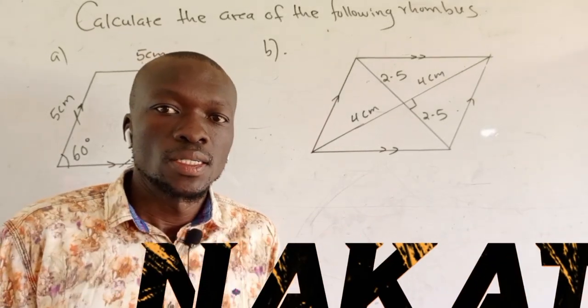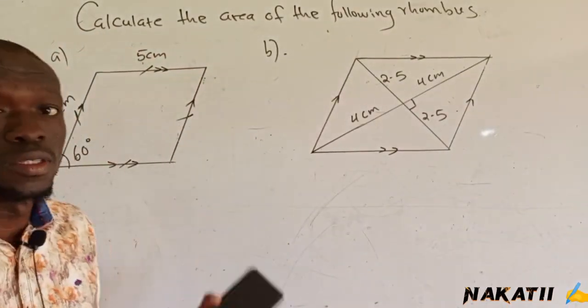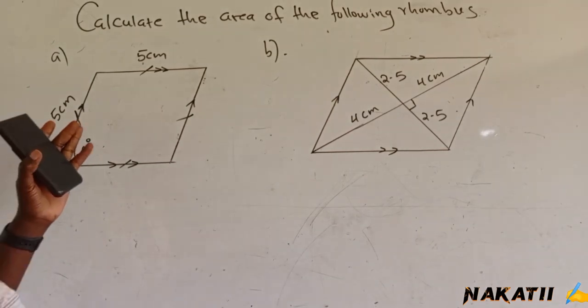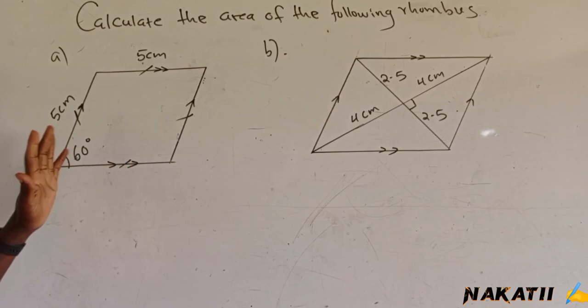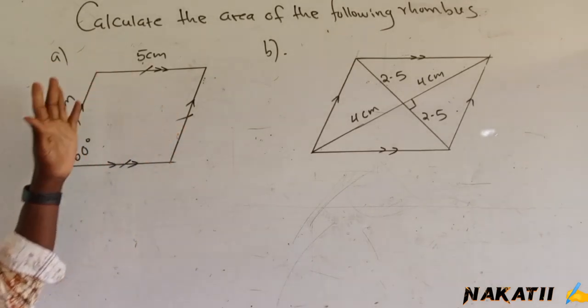Hello, welcome back. We have some questions here with us. We've been told to find the area of the following rhombus. So all of them are rhombus. So A, we have been given this one here.